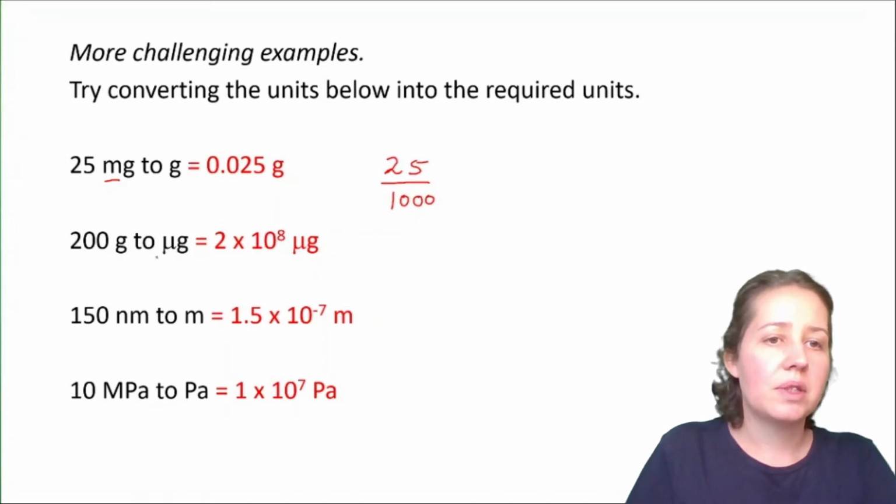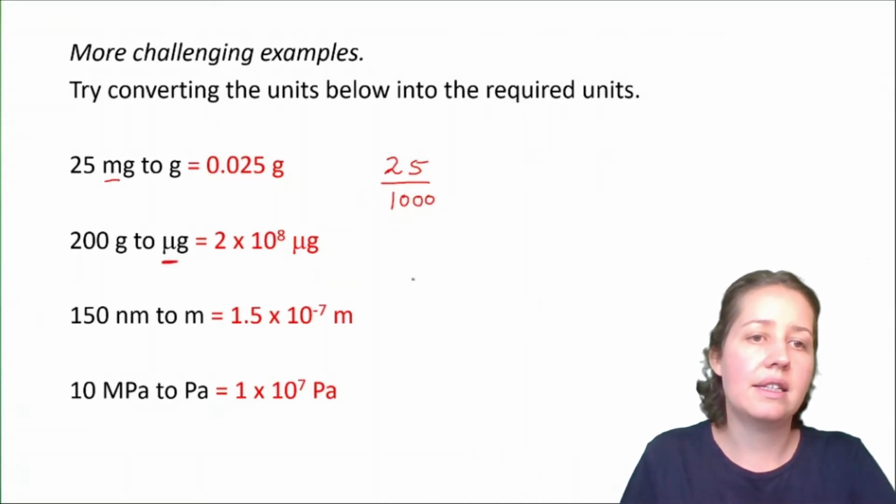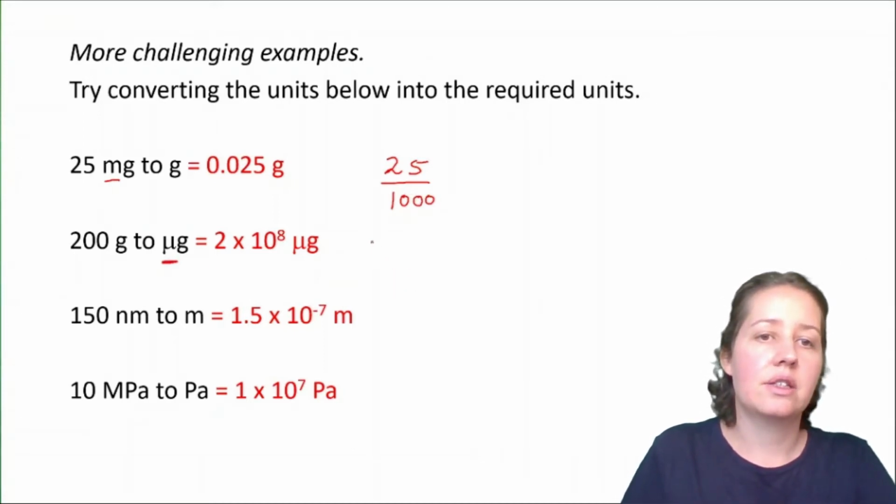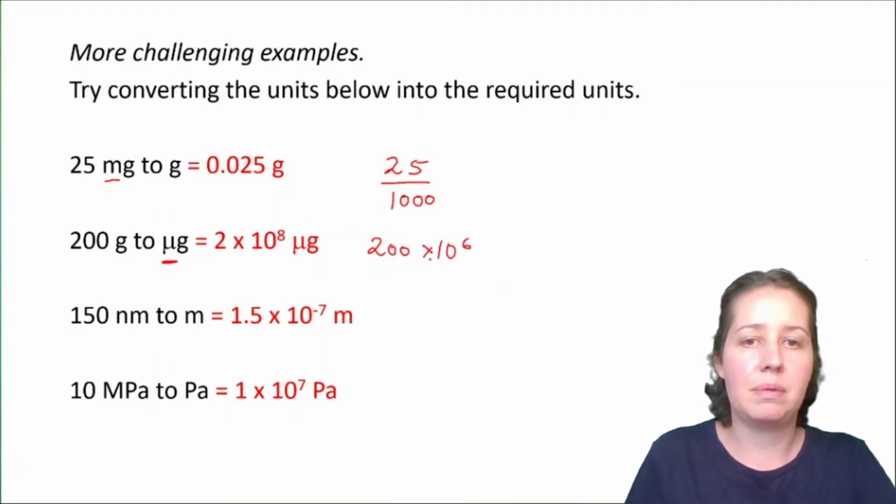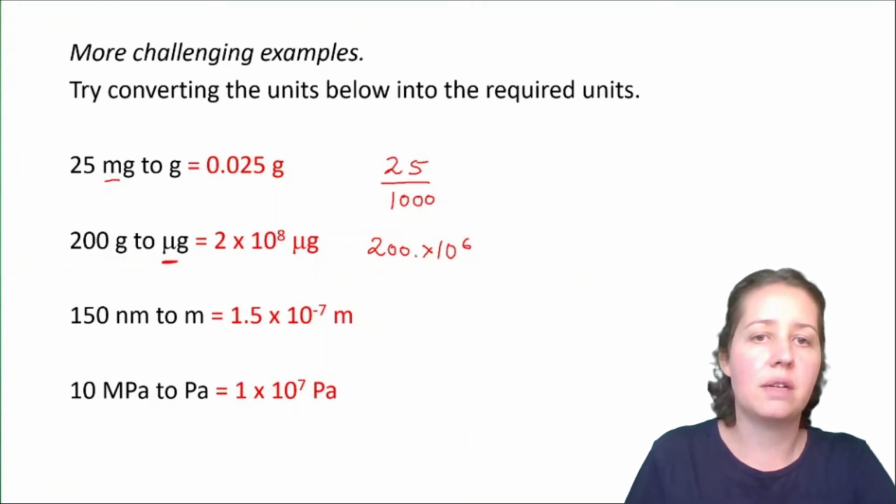Right, going from grams to micrograms. Microgram is a smaller unit, so my numbers will be getting bigger. Micro is 10 to the minus 6. So I am doing 200 times 10 to the power 6, because my numbers are going to be getting larger. When I add on those extra zeros in standard form, that gives me 2 times 10 to the 8 micrograms.